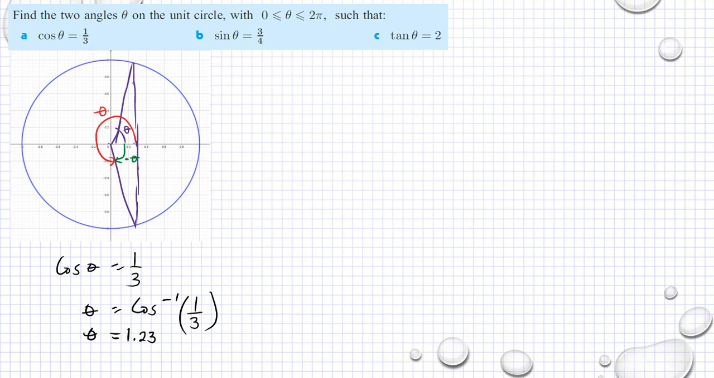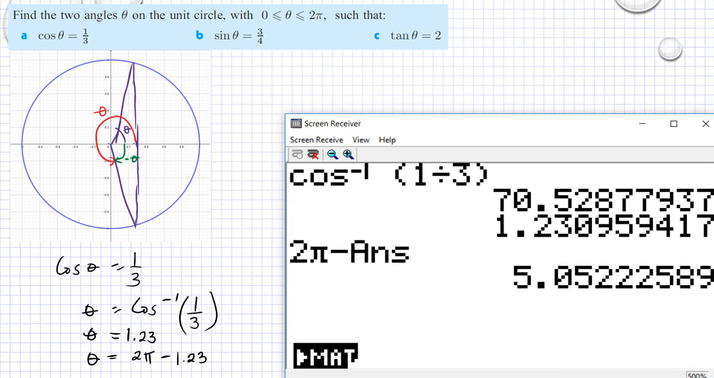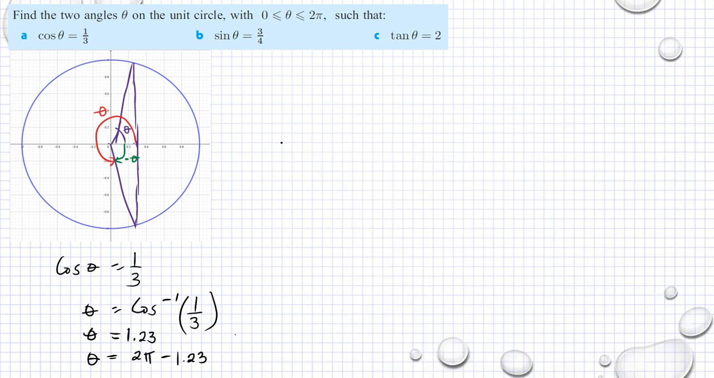And then we have also our angle up to 2 pi. So we have 2 pi minus 1.23. So if we go back there, we have 2 pi minus answer, shift. There you go. Then we have 5.05. Our theta is equal to also 5.05. So this angle is 1.23, and this angle, the red one, is equal to 5.05. This is the negative 1.23, the green angle.